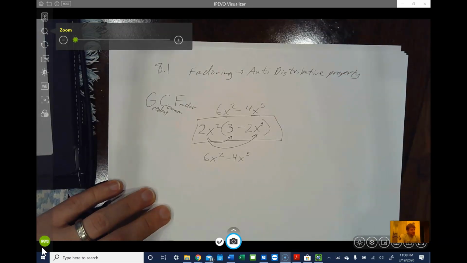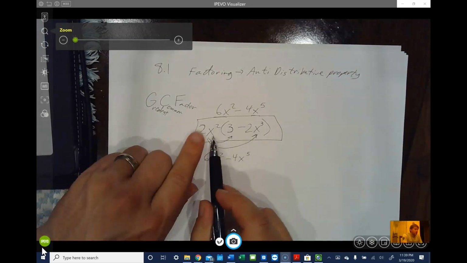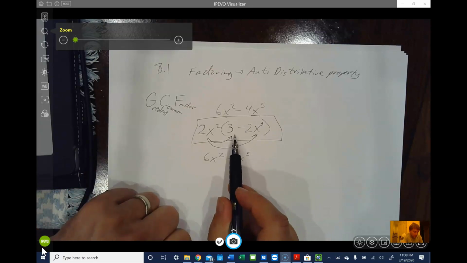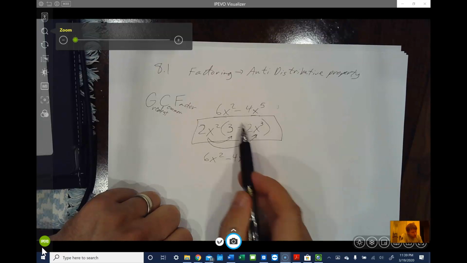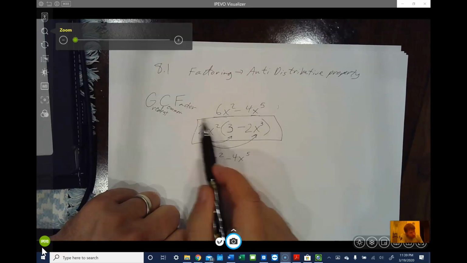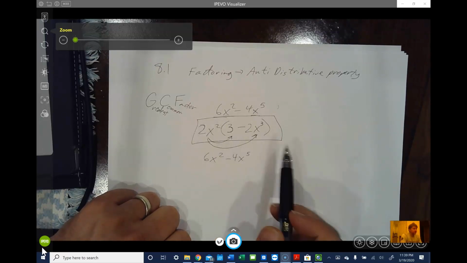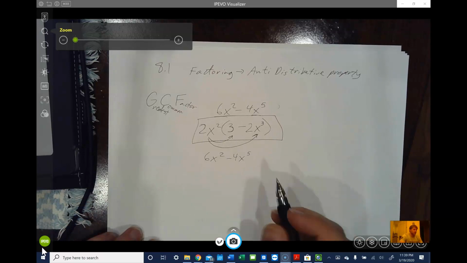Because I'm anti-distributing. Instead of distributing the 2x squared into the 3 minus 2x cubed, I'm taking this and pulling something out. I'm dividing something out of both of these terms. All right, let's do another example of that.